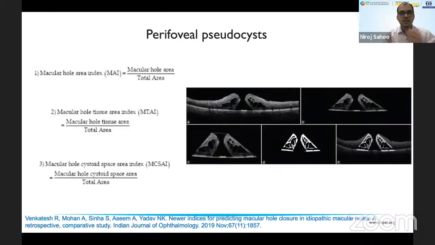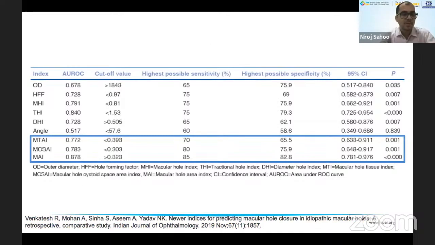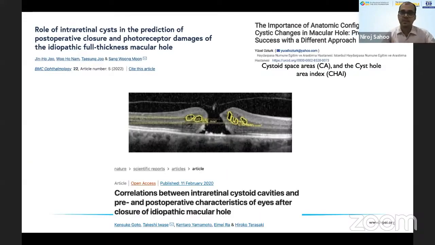But when we quantify it, Dr. Ramesh Venkatesh's paper has quantified it using ImageJ, and they have binarized it and analyzed 3 different indices: macular hole area index, macular hole tissue area index, and macular hole cystoid area index. And they have shown that there could be a possible predictive value. As you can see, the area under the curve was quite significant, with a significant p-value. But again, there are other papers which have also quantified the area of cyst, but they all have given variable outcomes with respect to the closure rates or the visual acuity benefit.